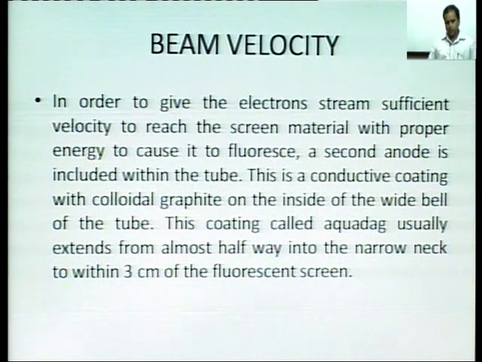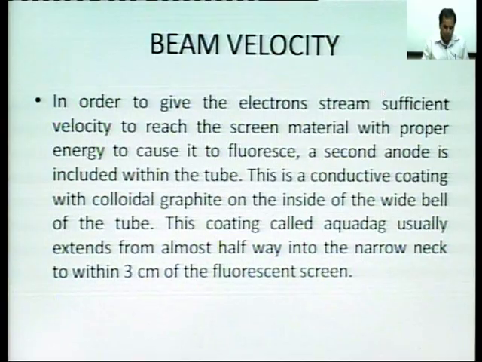So, here we are concerned with the beam velocity. Our first aim is that electrons, when they strike the fluorescent screen or the phosphorus screen to give fluorescence, should have sufficient velocity to do so. Sufficient velocity means sufficient kinetic energy, because of the law of conservation of energy. So, if we have to get light produced on the phosphorus screen, we require sufficient energy in the electron beam, which will cause the emission of light or fluorescence.